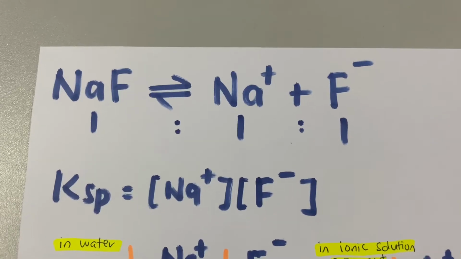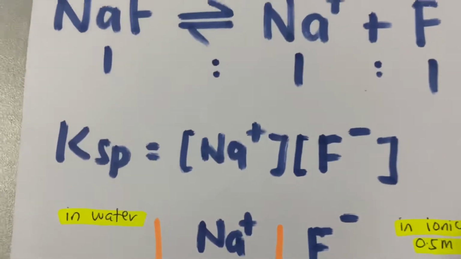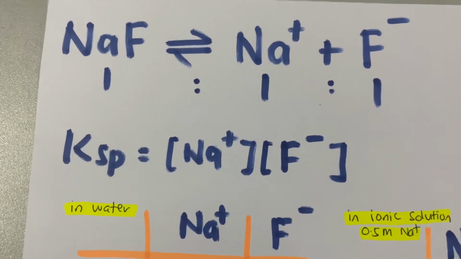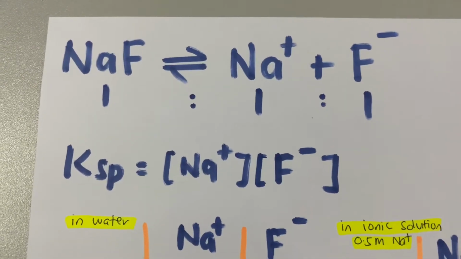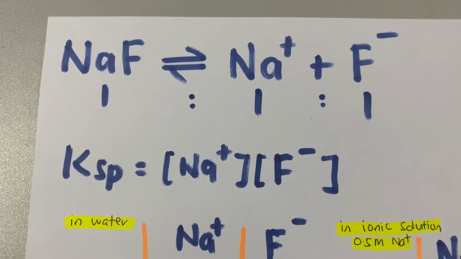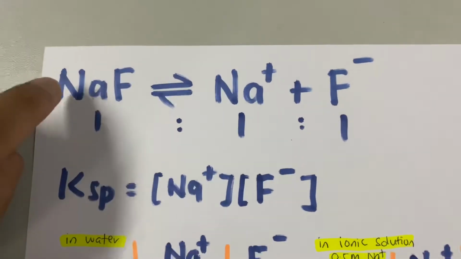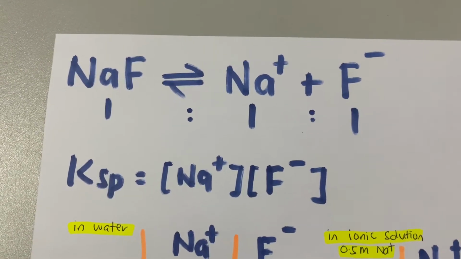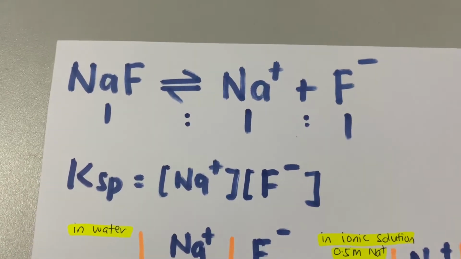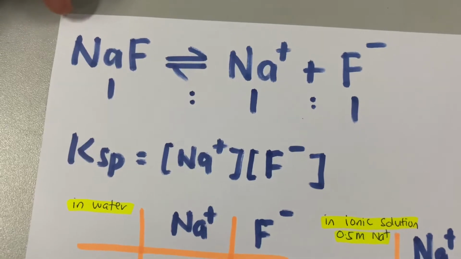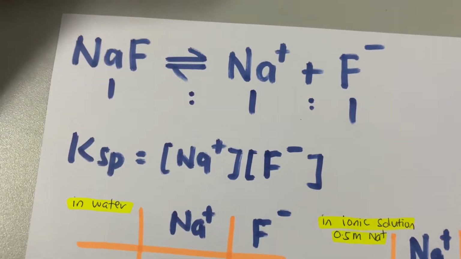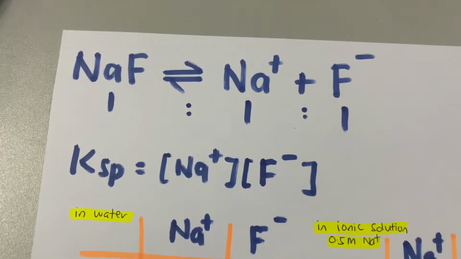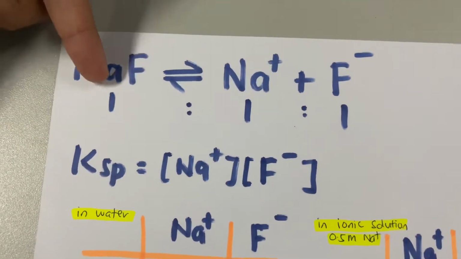As we know, because the ratio is 1:1:1, we can write down the Ksp. Ksp equals [Na+][F-]. So for example, if given the solubility or the molar concentration of NaF, what do you need to do? For example, it is given 1 molar of NaF. What is the concentration of sodium ion and fluoride ion? It will also be 1 molar, because the ratio is 1:1:1.